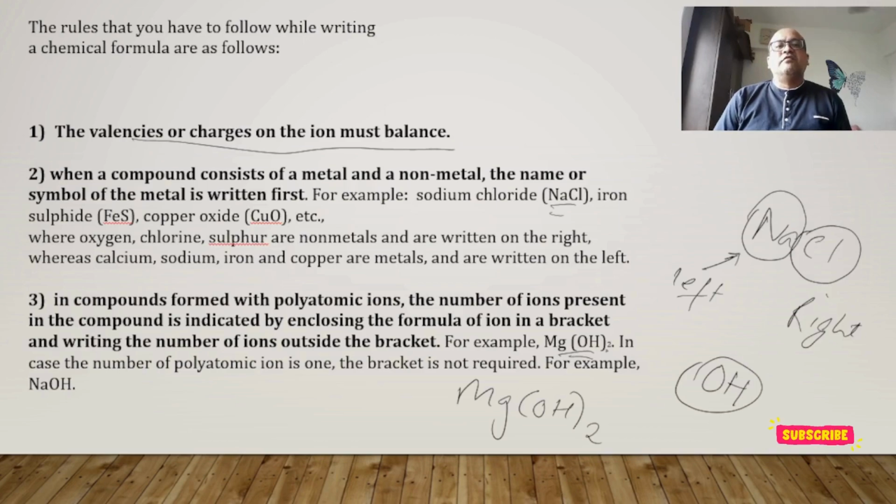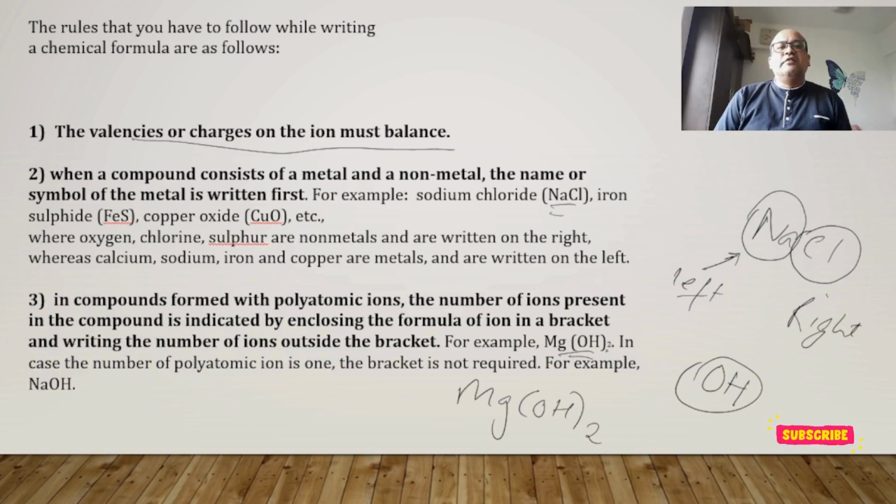The second rule says that when a compound consists of a metal and non-metal, the symbol of the metal is written first. Here Na, sodium, a metal, is written first, on the left hand side. On the right hand side, we write the non-metal. So oxygen, chlorine, sulfur, which are non-metals, are written on the right hand side. Sodium, calcium, copper are written on the left hand side.